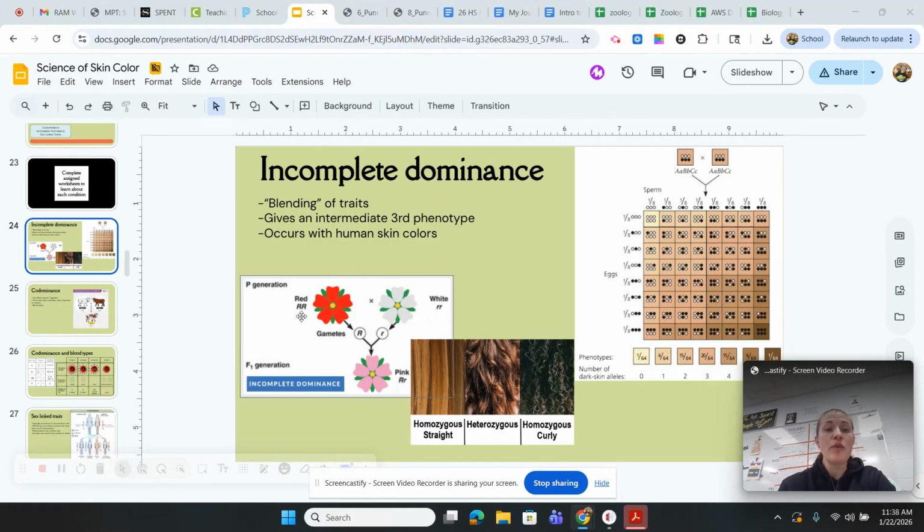For example, if we have a red flower, red would be homozygous dominant, 2 capital R's. A white flower would be homozygous recessive, or 2 lowercase r's. When they breed together, they are going to make all heterozygous flowers. That would be capital R, lowercase r, and that would be a pink flower. That pink flower is that incomplete dominance. It is that blending of traits.